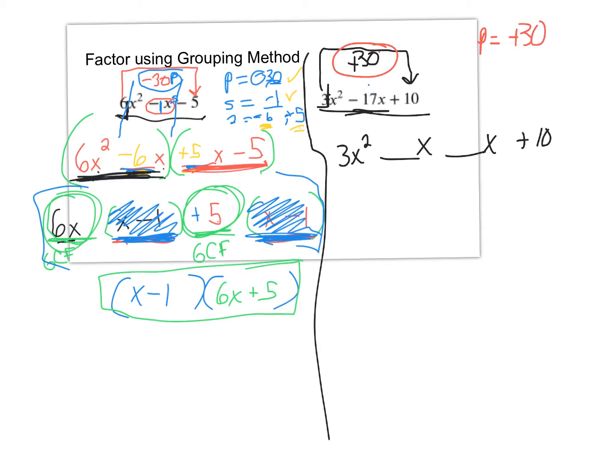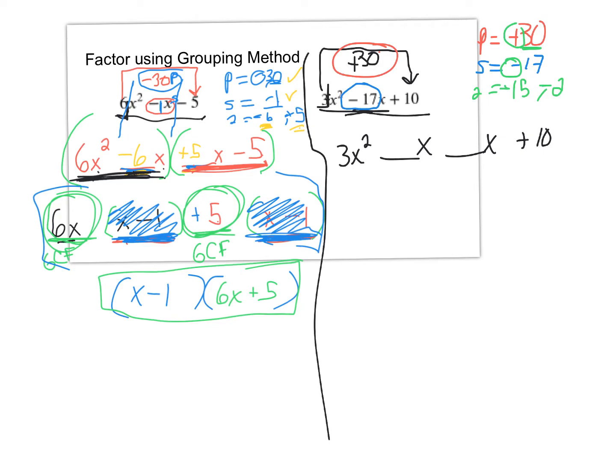My sum right here. All right, so the two numbers that make the P and the S true. What two numbers multiply to 30 but add to 17 would be 15 and 2. Now be careful though. We wanted negative 17.